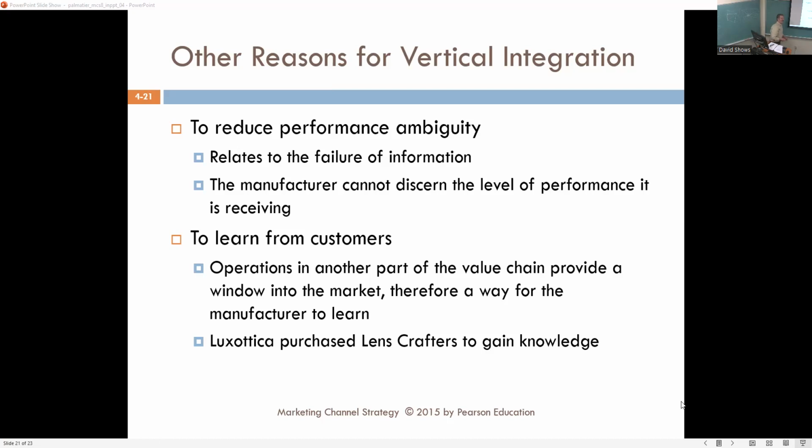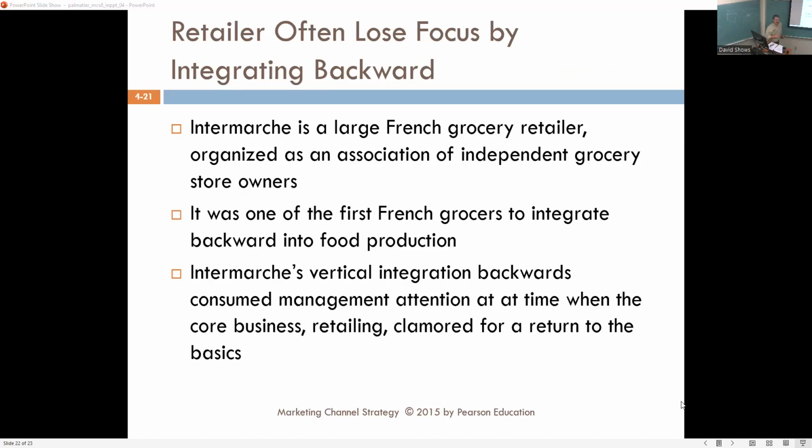There are good reasons why, if you follow through and use them to gain knowledge. But the truth is, in both cases, a retailer can lose focus by integrating backward, and a manufacturer can lose focus by integrating forward. Once again, we go back to the classic example: you do one thing, you do it very well, and you buy everything else. You should be dragged to the point where vertical integration makes more sense than anything else.